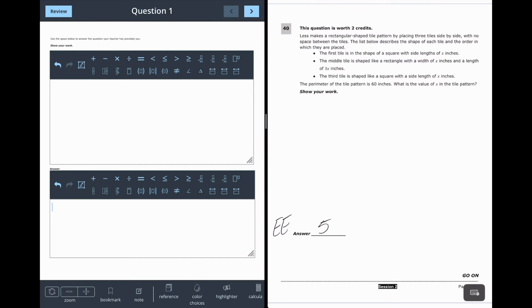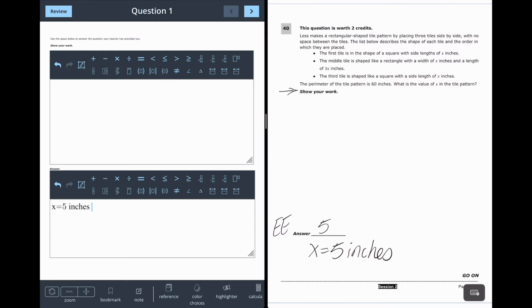Now we're getting to some 2-point questions. So here you will have the show your work box, because this is a show your work question, and your answer is either going to be 5 or x is equal to 5 inches. Either one of these will work, so that's all you would put. X is equal to 5 inches. That's all I would write into the box to have a correct answer.